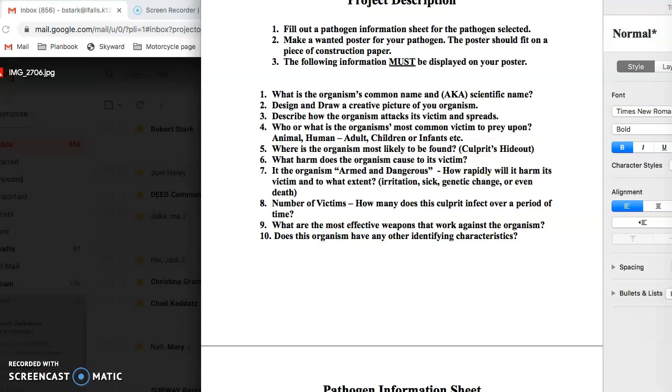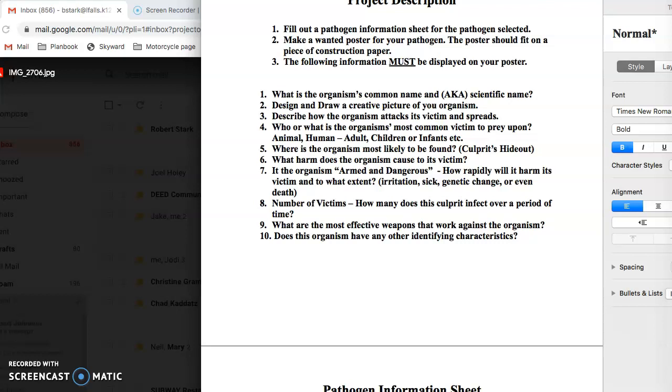Starting with number 5 again. Where is the organism most likely to be found? The culprit's hideout. Just to give an example, the Zika virus, which originates from Africa and the Congo. That's where it would most likely be found. Certain diseases are found in certain regions of the earth, and that's kind of what we're looking for here.